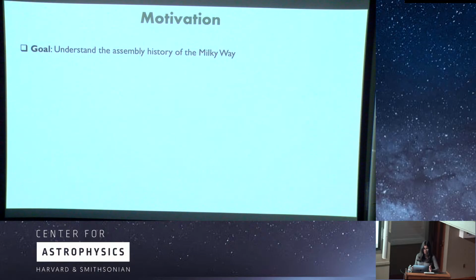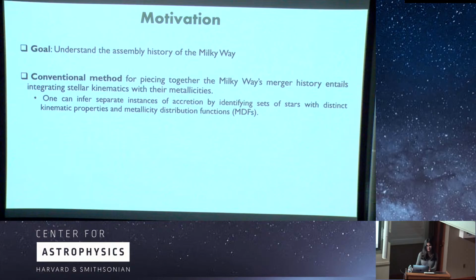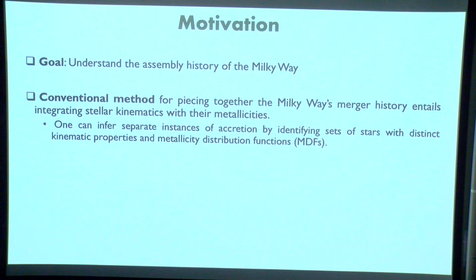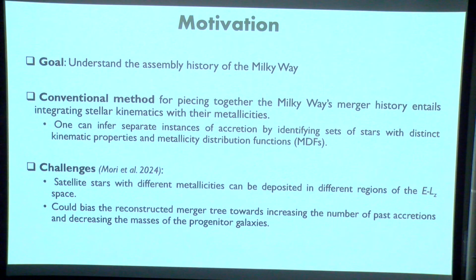So how do we usually go about reconstructing the merger history of the Milky Way? The conventional method is by looking for substructures in the kinematic spaces, such as the energy angular momentum space. And if such substructures also feature different chemical abundances, we infer them as separate instances of accretion. However, a recent work by Morey et al. cast some doubts about this approach.